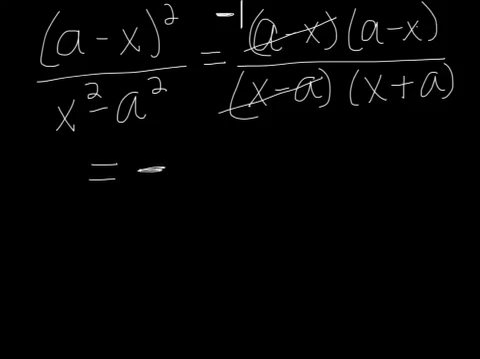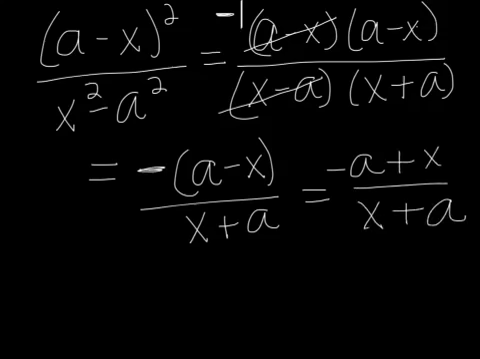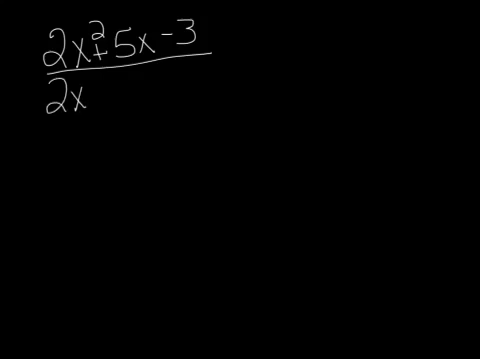So your answer is negative parentheses a minus x over x plus a, or you could write it as a negative a plus x over x plus a. Remember, you can only make it a negative one if all of the signs are opposite. Factoring, guys, factoring.